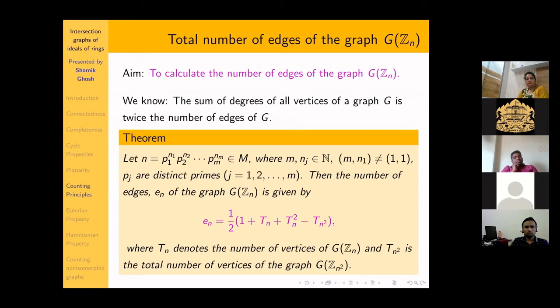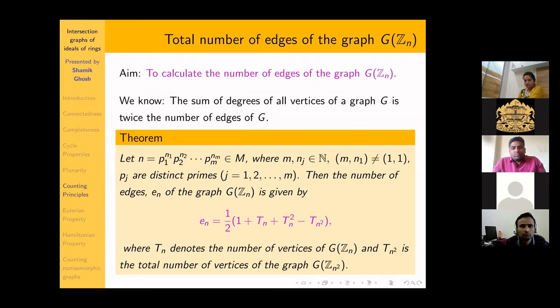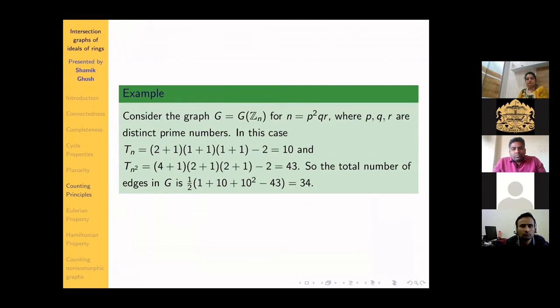That is in terms of the number of vertices of the graph Zn square. Actually, that is the very simple form of the expression. There is a long expression, and if you simplify and simplify, then ultimately you get that nice formula for calculating the number of edges of the graph. So in this way, you can count the number of edges.